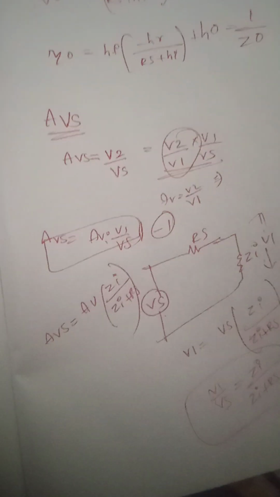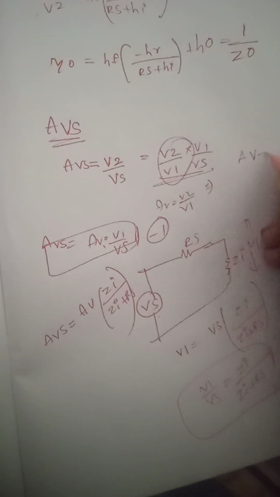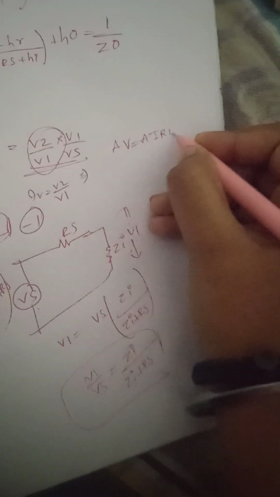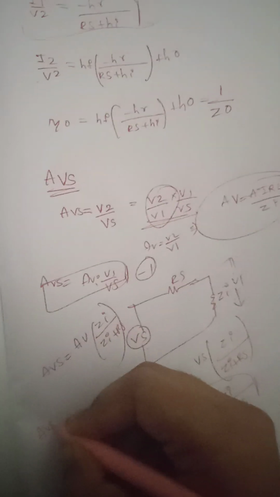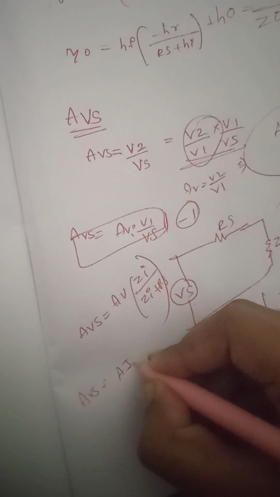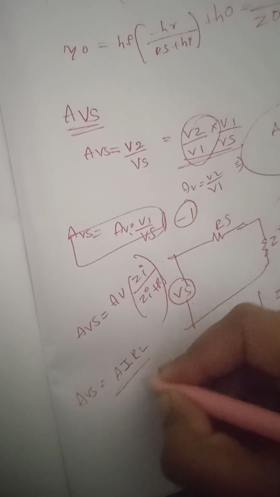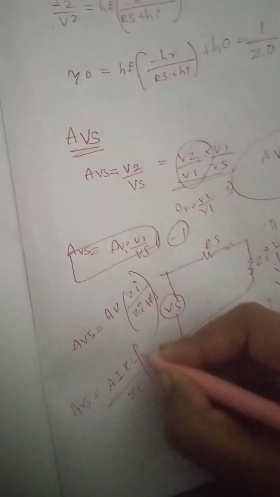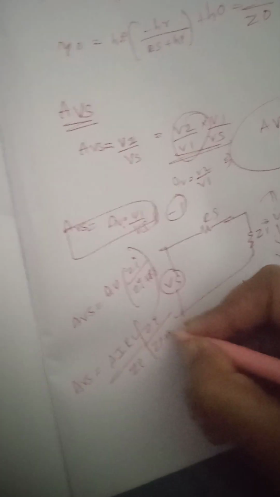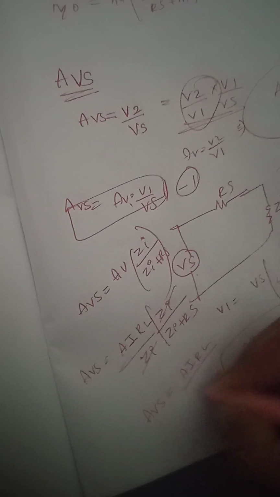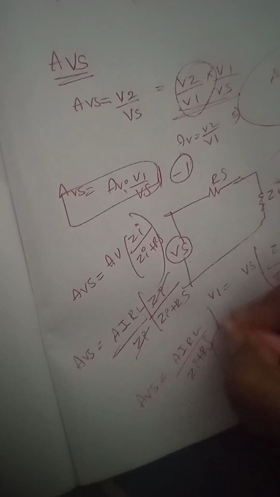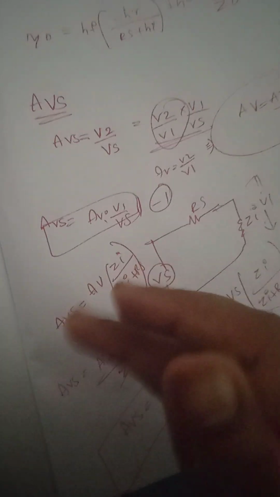From the previous derivation we got that AV is equal to AI RL by Zi, right? Substitute here: AVS is equal to, in the place of AV substitute AI RL by Zi, into Zi by Zi plus Rs. Zi gets cancelled. Now AVS is equal to AI RL by Zi plus Rs. Here AVS is the voltage gain with source.